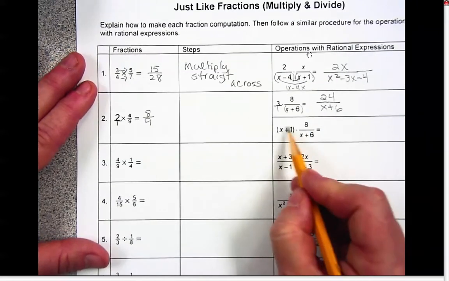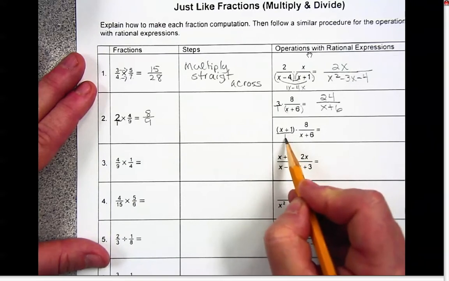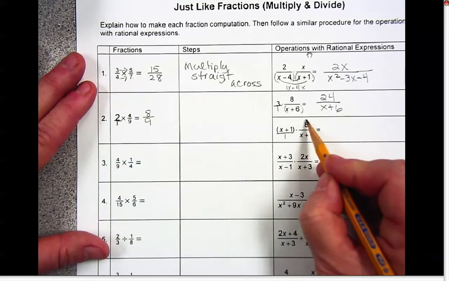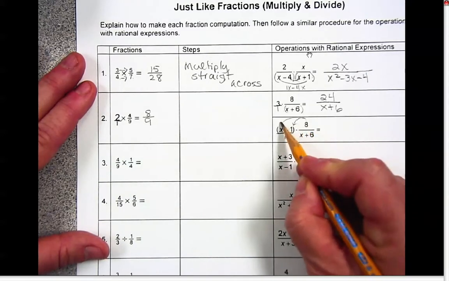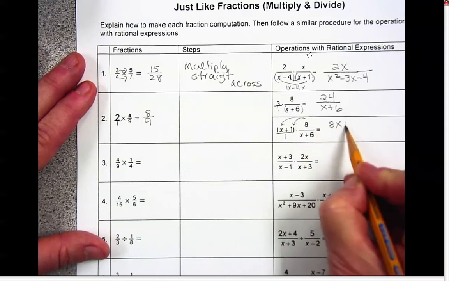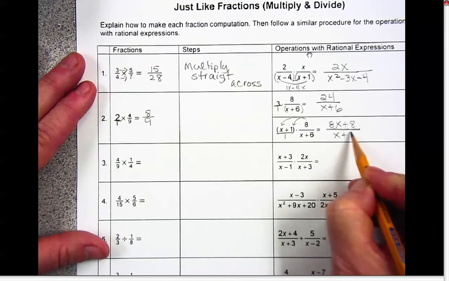Okay, now this is like a whole number. So we put a 1 under it because it doesn't have a denominator, so we can put a 1 there. And then we'll multiply straight across. So we have to distribute the 8 to each one. So 8 times x is 8x, and 8 times 1 is 8 over 1 times x plus 6.